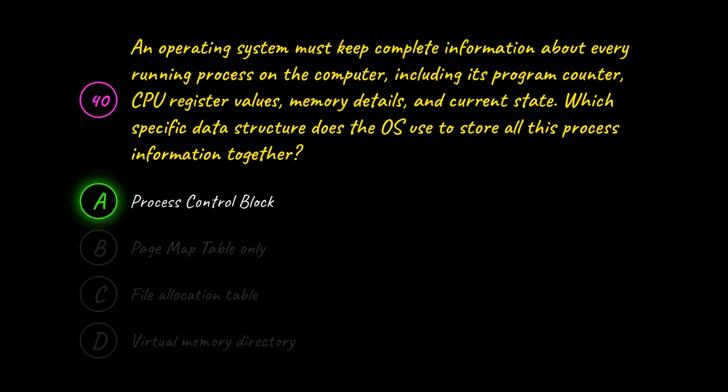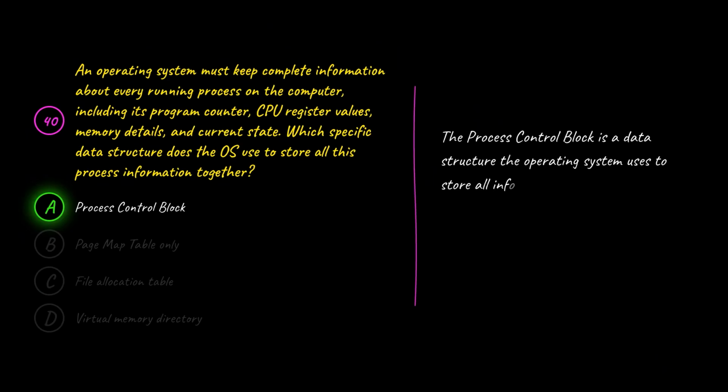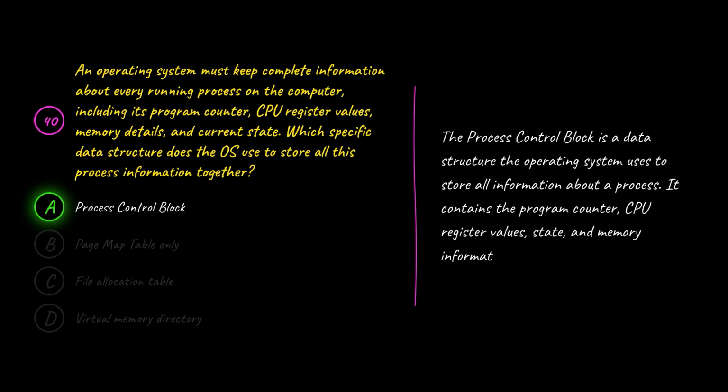The correct answer is A. Process control block. A is correct because the process control block is a data structure the operating system uses to store all information about a process. It contains the program counter, CPU register values, state and memory information for each process.